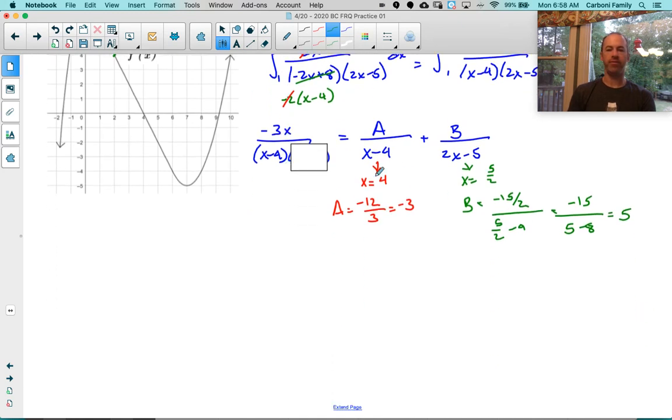And then once you have that, you can reset the integrals. And so now I'm going to have the antiderivative of A, which is negative 3 over x minus 4, and I'm going to separate these into 2 antiderivatives, plus the antiderivative of B, which was 5 over 2x minus 5. And the limits were negative 1 and 2. No, positive 1 and 2. So we're going to go from 1 to 2, 1 to 2.